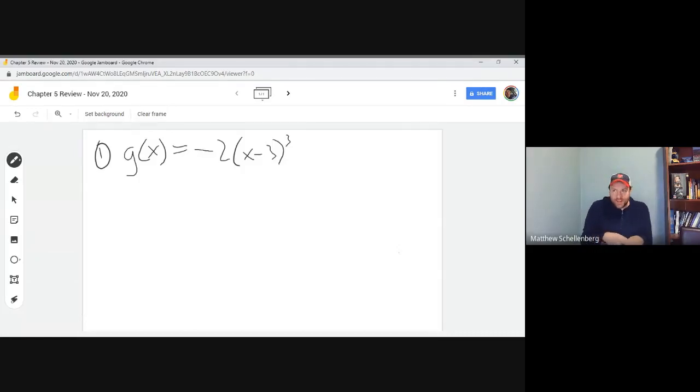Number 1, it says g of x equals -2 times (x minus 3) cubed. I did this one in class, but here it comes again. Try it on your own real quick. If you want to try it, pause the video, try it. All right, here it goes.